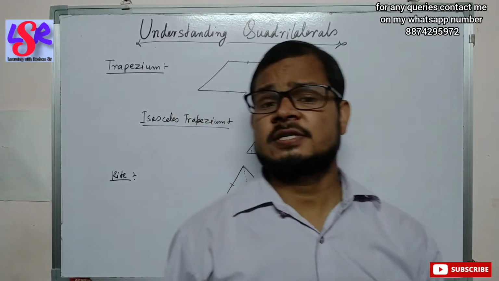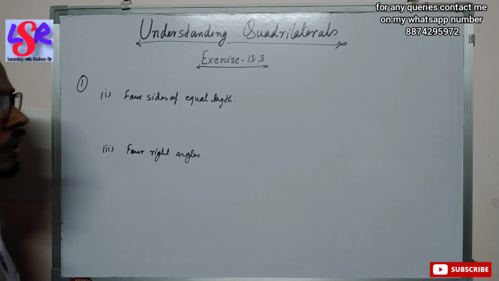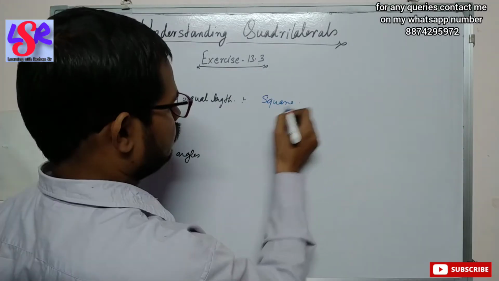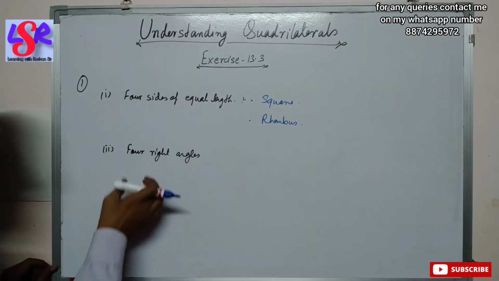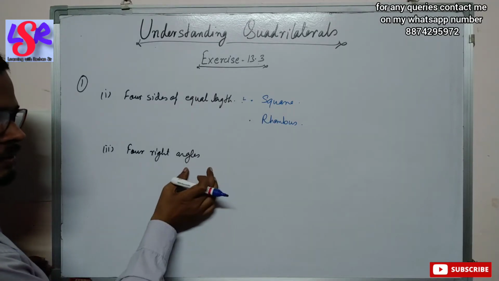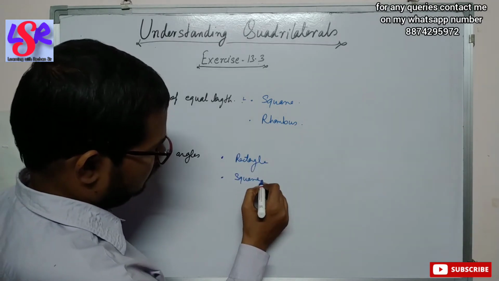Now let's move to exercise 13.3. In question number 1, we have to identify the quadrilateral which has four sides of equal length. So the very first one is square and the next one is rhombus. Then in the next one we have four right angles. So we have again two, the rectangle and square.